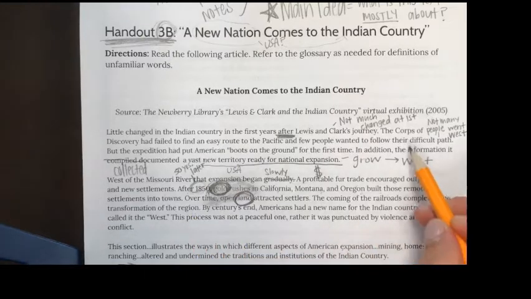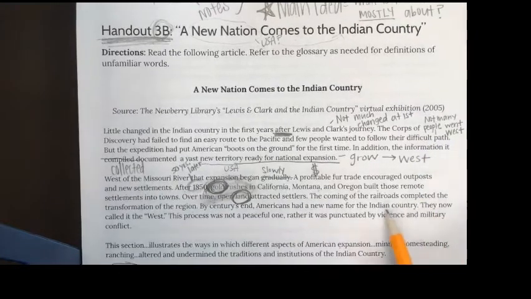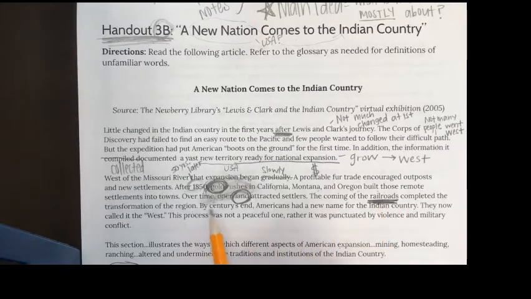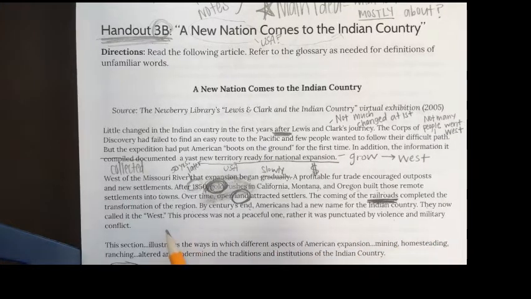So before, they didn't want to use the path Lewis and Clark did, because if you remember, they had to travel by foot and boat. But once railroads were developed, people found it easier to travel. By century's end, Americans had a new name for Indian country. They called it the West. This process was not a peaceful one. Rather, it was punctuated by violence and military conflict.